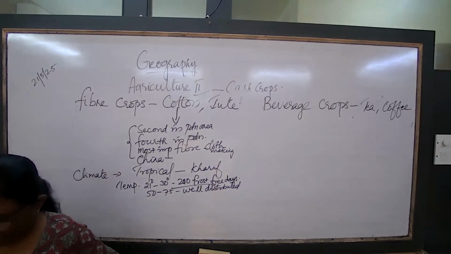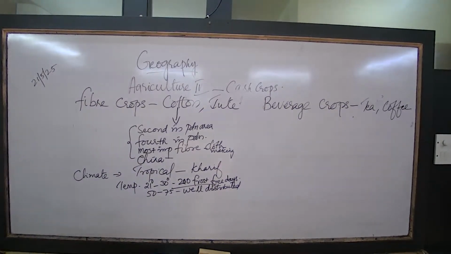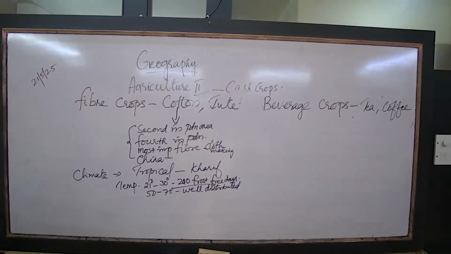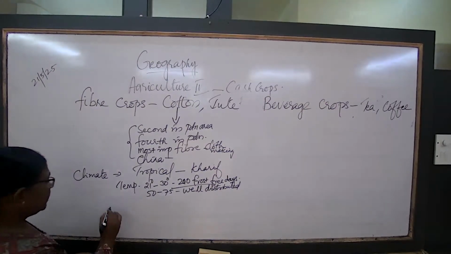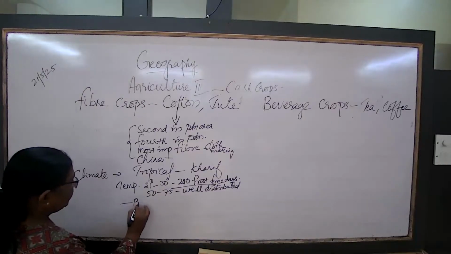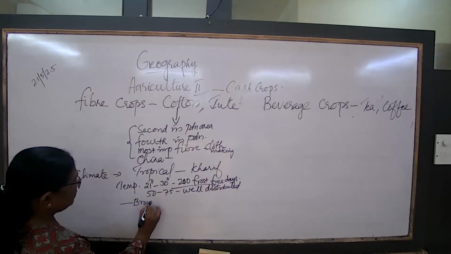Methods of cultivation. The seeds are sown by the broadcast method or by drills. 6 to 8 months. So what is that? Here, two methods are, sorry.